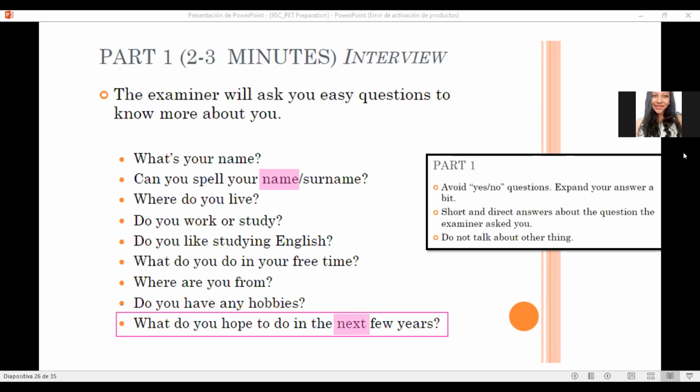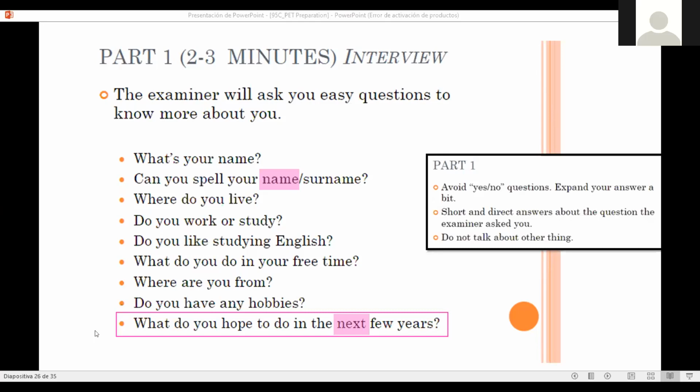I hope to graduate and get a job and visit different places in our country. Perfect, Joanna. Excellent. That's the way we do it. Let's go to the final question. Jimmy, can you help me answer the last question? What do you hope to do in the next few years? Okay, in the next few years, I plan to graduate so that I can work, travel abroad, and meet new cultures and peoples. Perfect. Thank you, Jimmy.